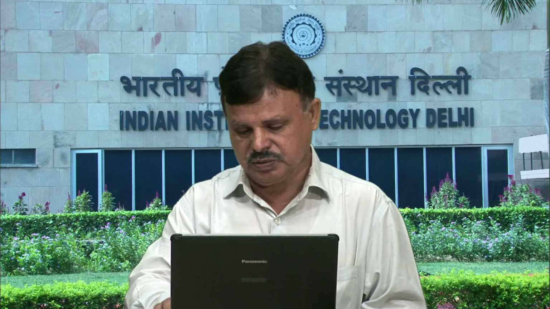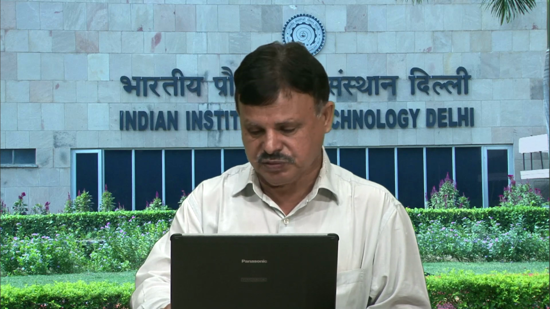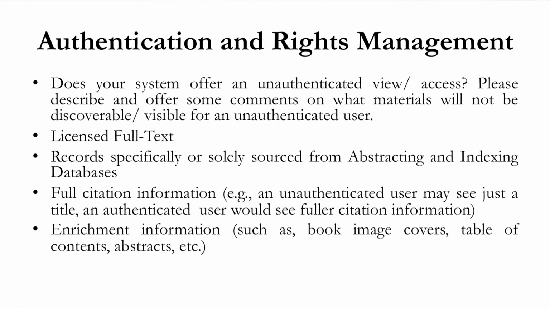So this whole usage pattern has to become a part of a discovery system, whereby the user also gets some recommendations on the basis of previous experiences of researchers and users. Then there is a question of rights management. This is very important again.